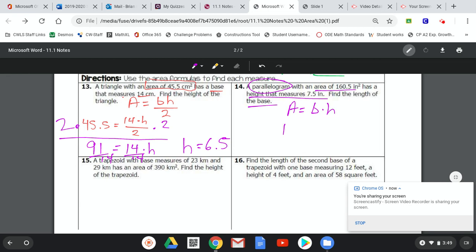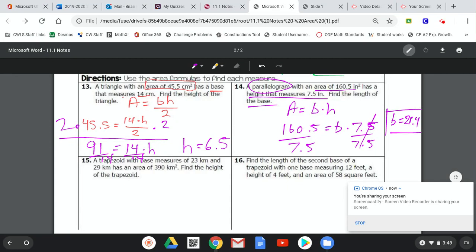So what we're going to do is 160.5 equals, what's our height? 7.5. What's our base? Don't know. So 7.5 times our base. All right. We can divide that by 7.5. Cancel out. Divide by 7.5. Get our base to equal 21.4.